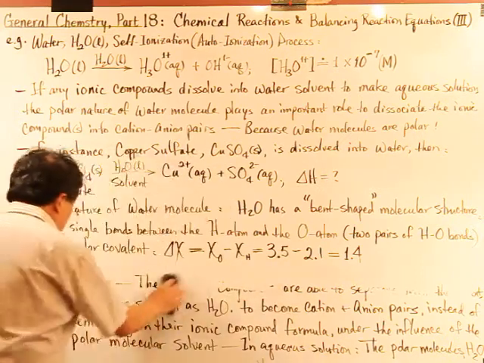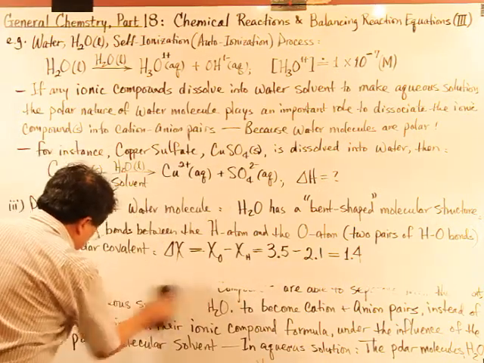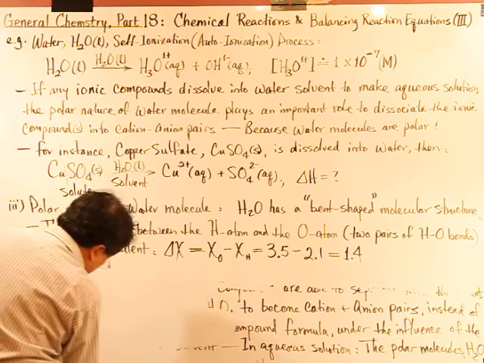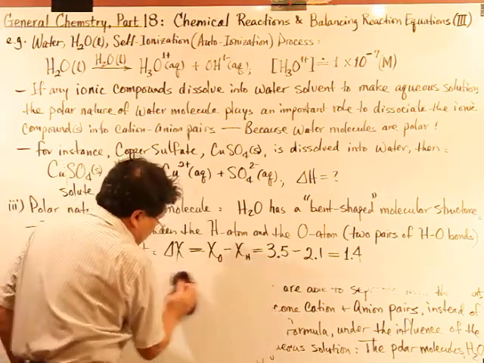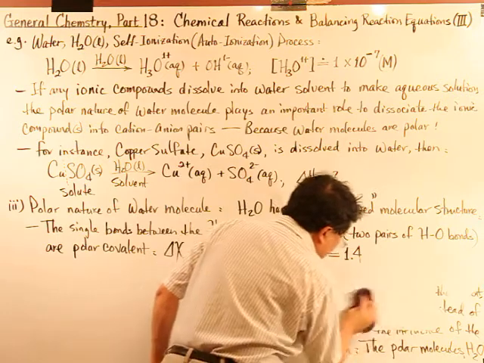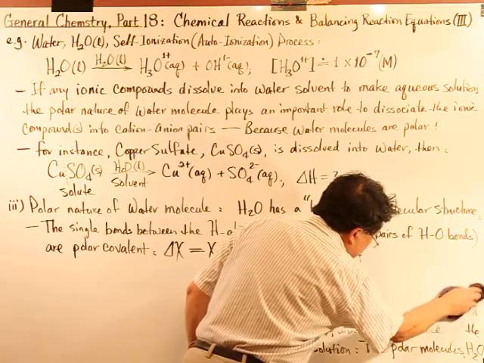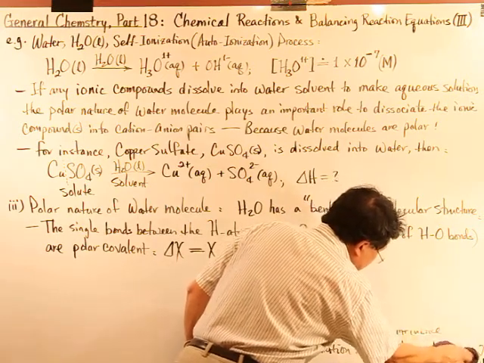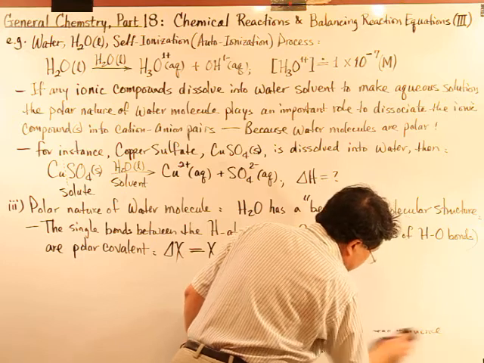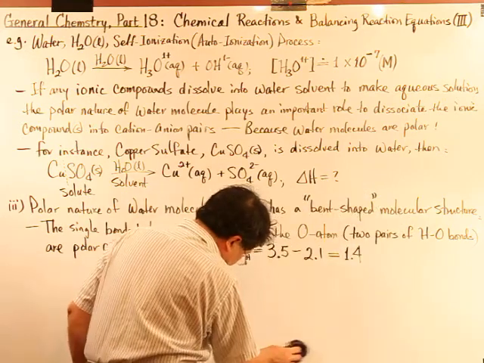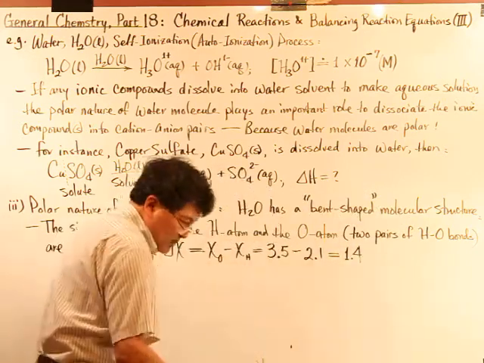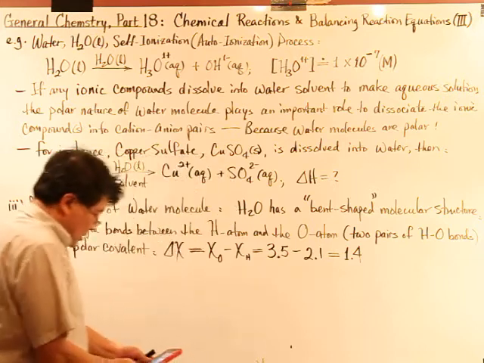So if that's the situation, we understand the bonding nature: the polarity of the H-O bond in water is polar covalent. Then what kind of molecular structure can result? It results in a bent shape, as we already said.